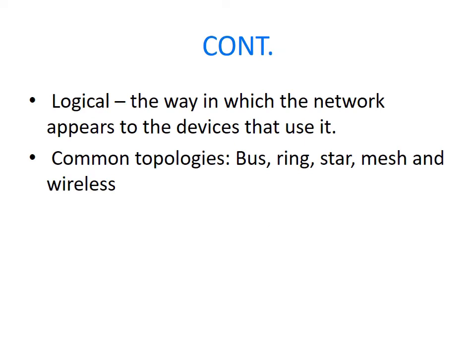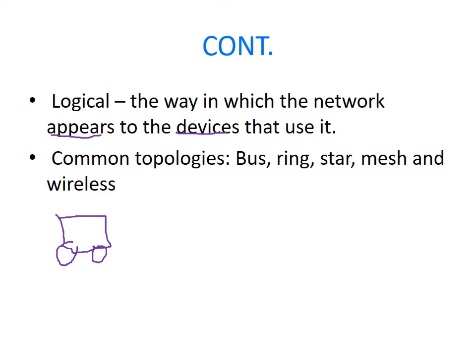Let's move on to logical. Logical is the way in which the network appears. So logical is the appearance of the devices, because you can have the devices arranged in a certain manner. We have the common topologies in a computer network setup, and the first common one is the bus. You can represent it in terms of the normal bus. A bus has two tires on one side and two tires on the other side. So the passenger is like the data moving from one location to another.